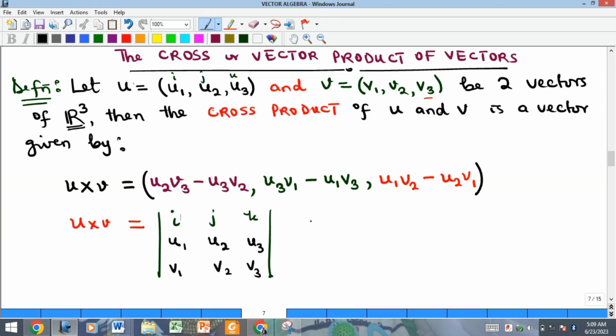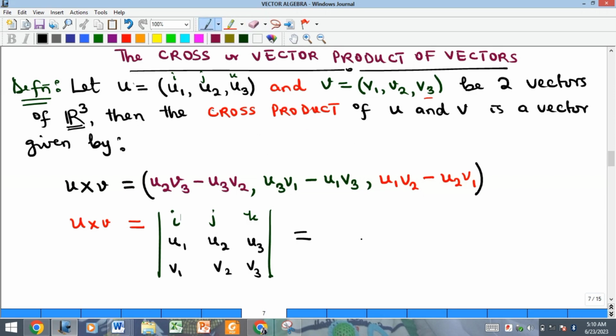You recall that if you are asked to get u cross v, then the components of u must come first, like what we have here, and then the components of v will follow. But if you are asked to get v cross u, you take the components of v first before the components of u. The reason is, as we are going to see in the properties of the cross product, that the cross product is not commutative. U cross v is not equal to v cross u. All right, please take note of that.